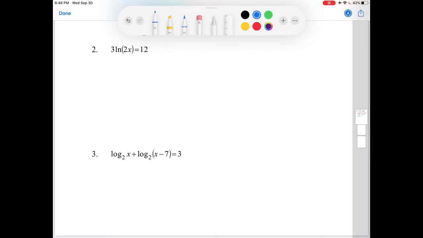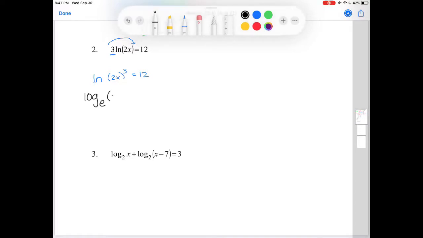So let's try question 2. All right, we are given 3 natural log of 2x equals 12. We have this 3 out front, so we can do one of two things. It is considered to be a power rule, so I can take that 3 and put it into the exponent here. I'll show that way first. So we now have ln of (2x) cubed equals 12.